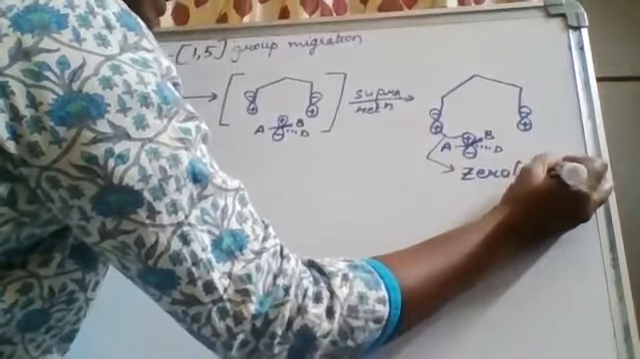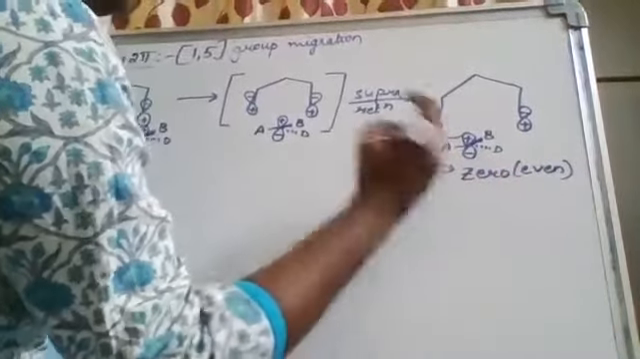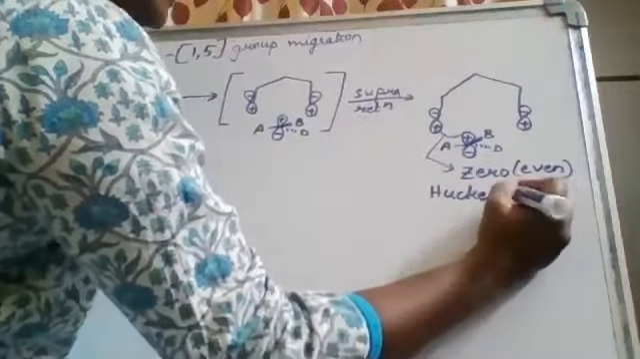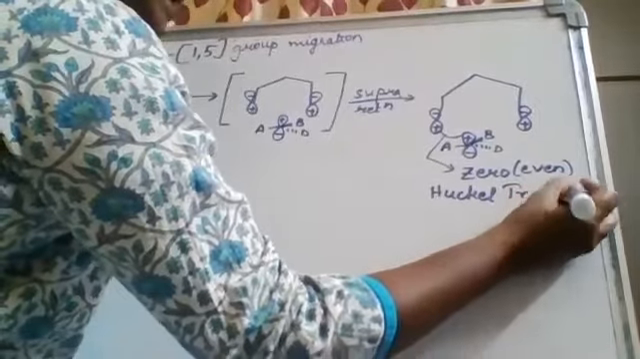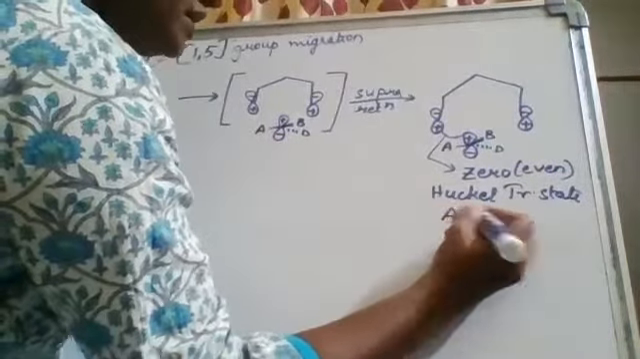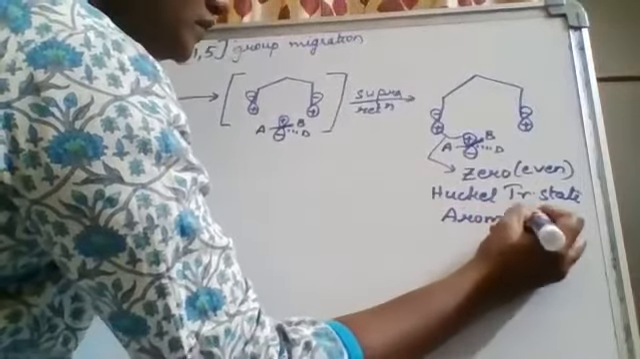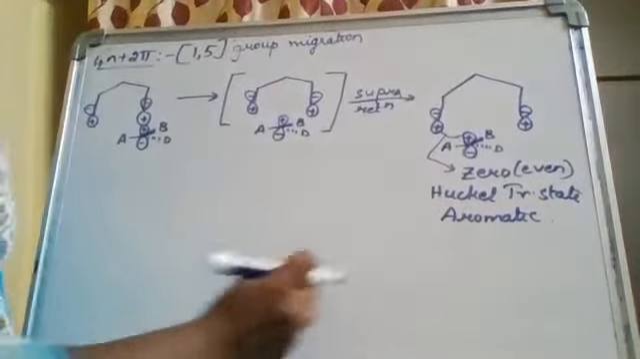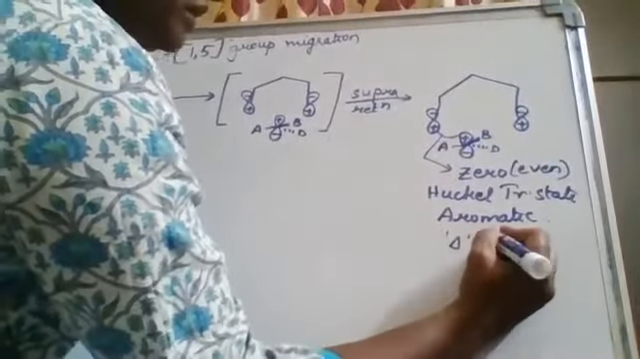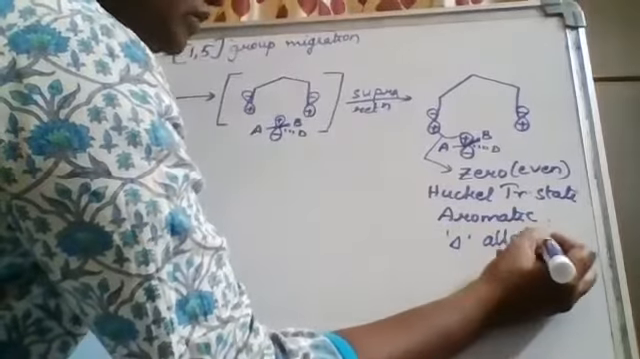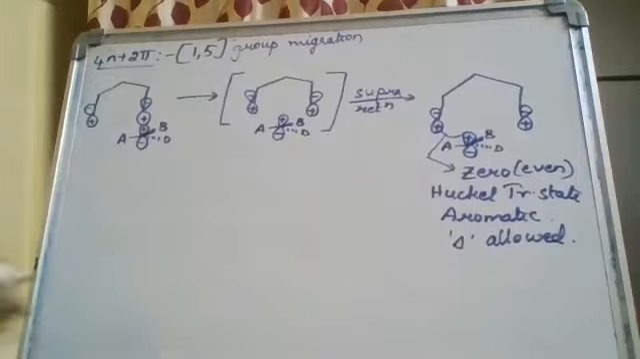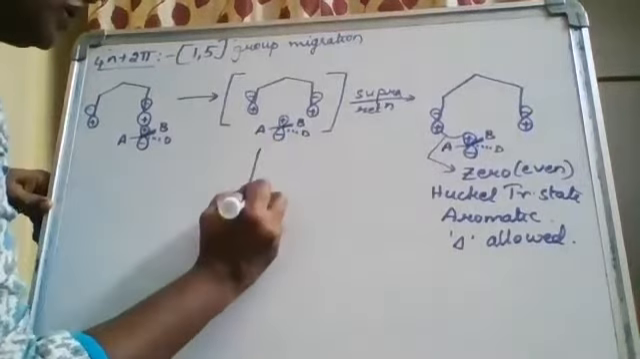It's an even number. Since it is even, it is a Huckel transition state. As the molecule belongs to a 4n plus 2 pi system, it is an aromatic Huckel transition state. As it is an aromatic Huckel transition state, it is considered to be thermally allowed.